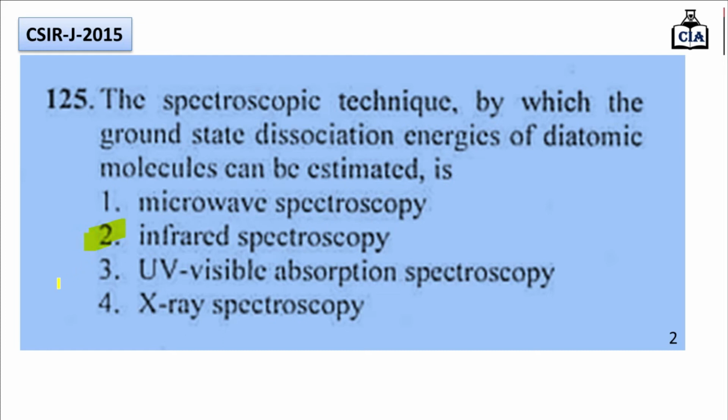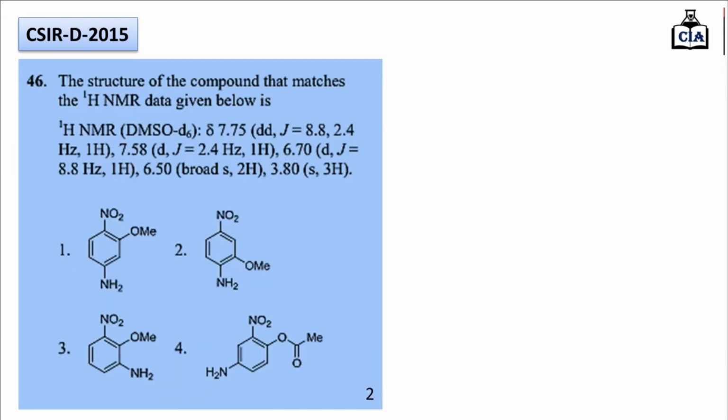Okay, so option B is the correct answer. Now next question from the CSIR December 2015. In this question we have to find out the correct structure for the organic molecule. If you look at this data, at 6.50 a broad signal for 2H, this implies that the compound contains an NH2 group.